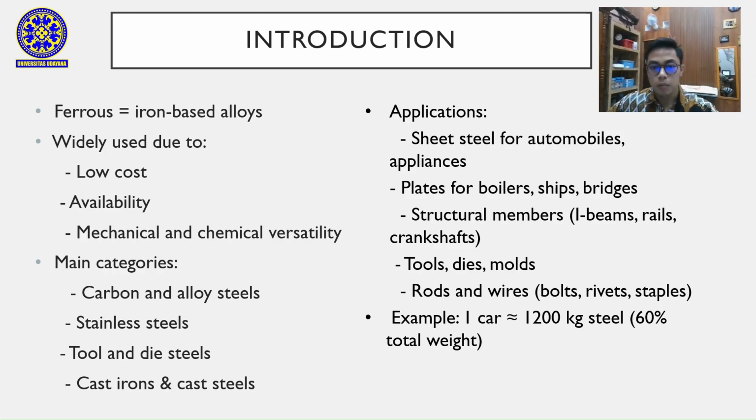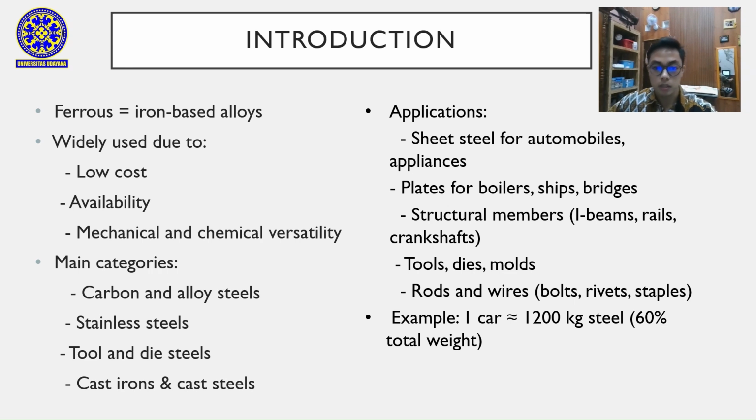Ferrous metals are iron-based alloys and they are the most widely used structural materials in the world. The reasons are simple, because they are relatively low cost, available in large quantities, and they can provide a wide range of mechanical and chemical properties. They are generally classified into carbon and alloy steels, stainless steels, tool and die steels, as well as cast irons and cast steels. These materials play an essential role in manufacturing, construction, transportation, and many other industries.